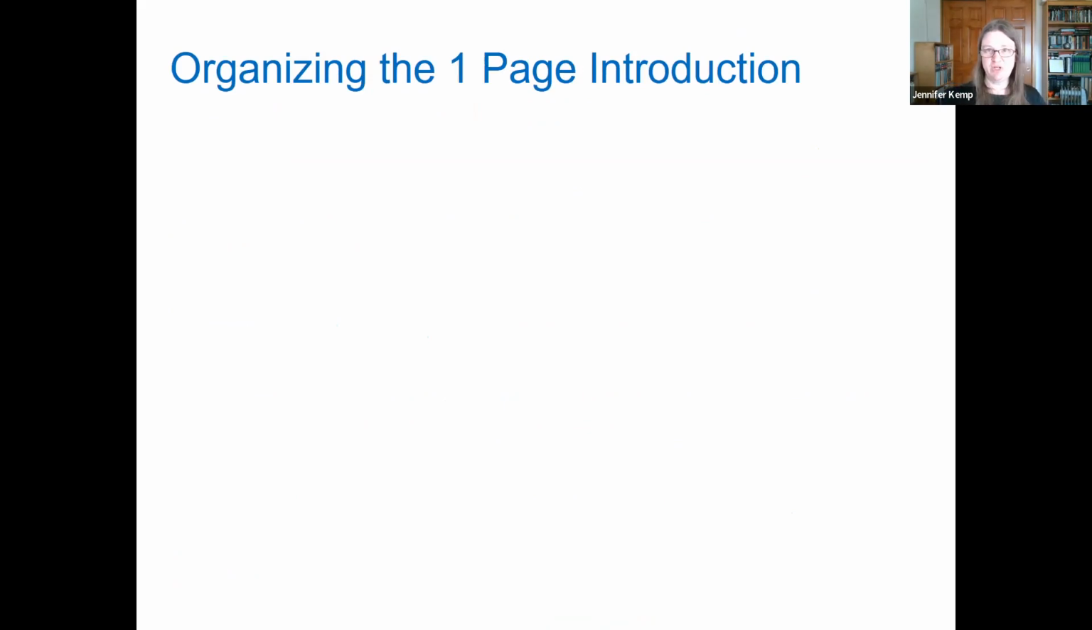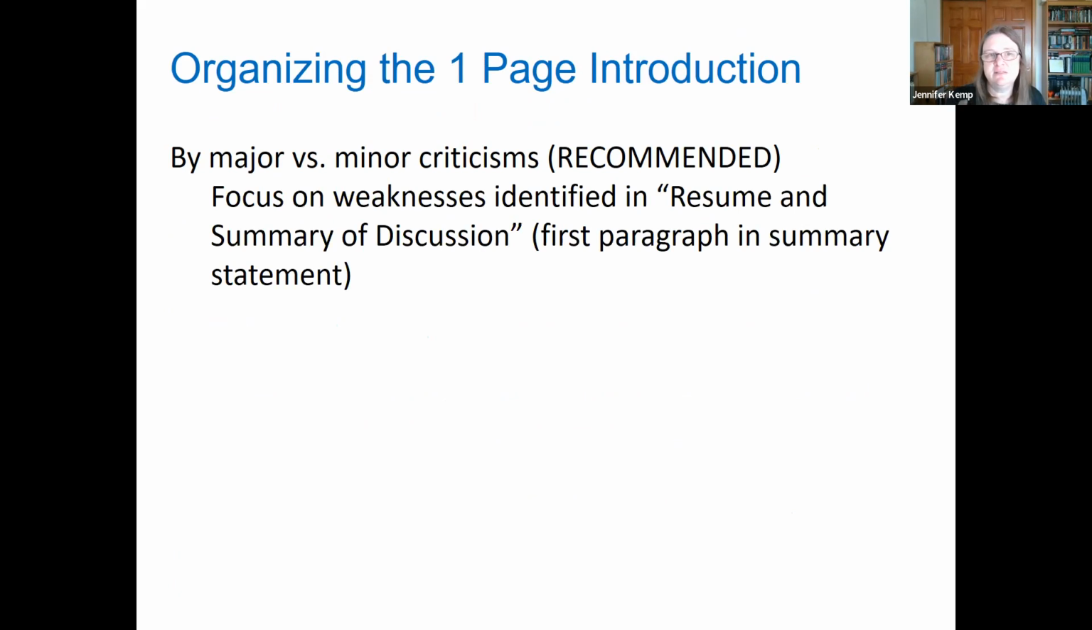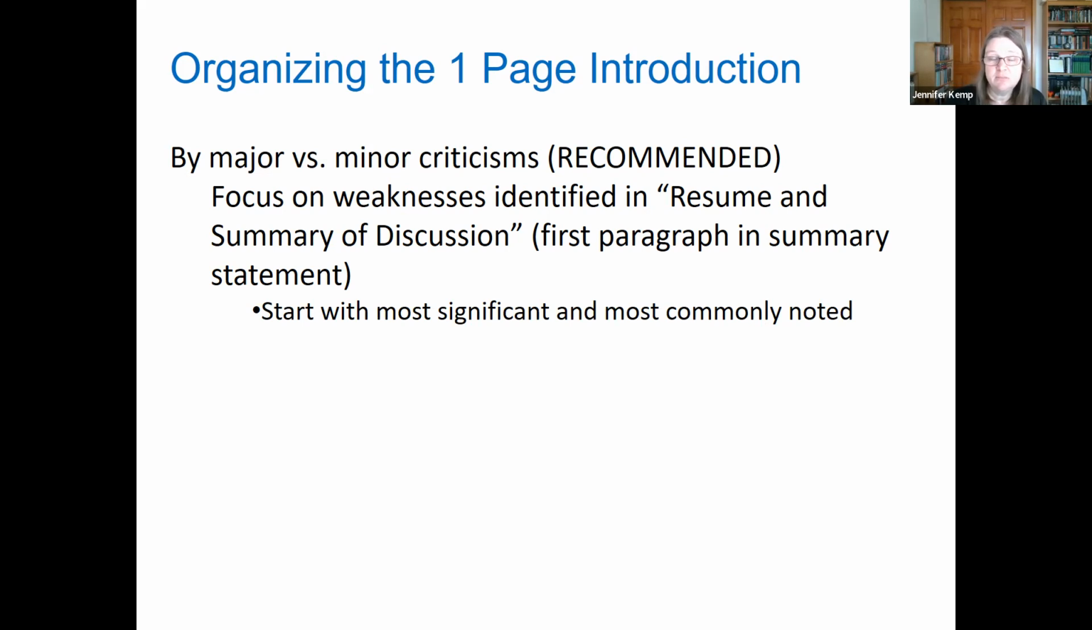So in terms of organizing the one-page introduction, there are a couple of ways you can do it. First, and this is what I've kind of just shown you, you can organize it by major versus minor criticisms. And this is really the way that I prefer most of the time. So in this case, you would focus on the weaknesses identified up in that discussion summary that we've talked about. Start with the most significant criticism and the most commonly noted criticism, and then move down in priority to the least serious weaknesses that they identified.